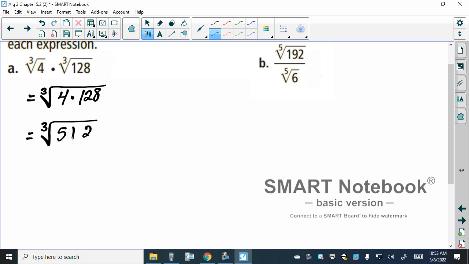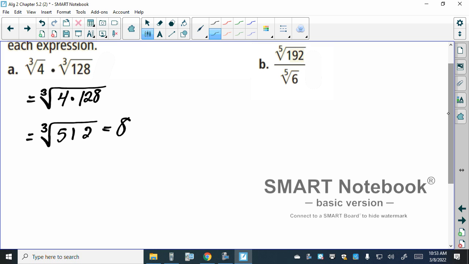And if it does work out nicely, we could take the cubed root of 512 and see if we get a whole number. And it'll work out to actually give us what? 8. Because we could have also looked at the factor tree, breaking it down and simplifying it that way as well. Any questions on these here? All right.